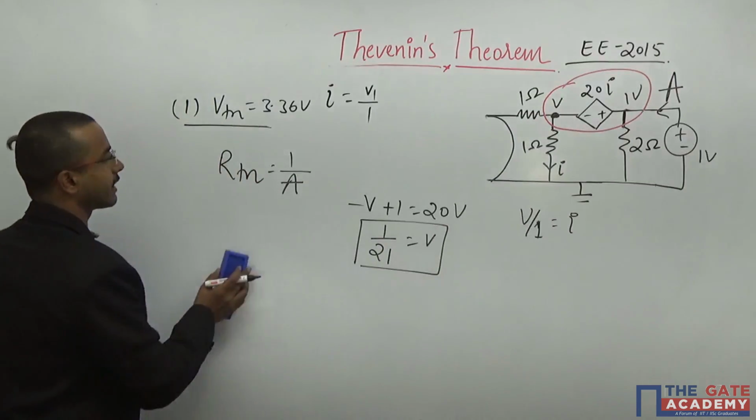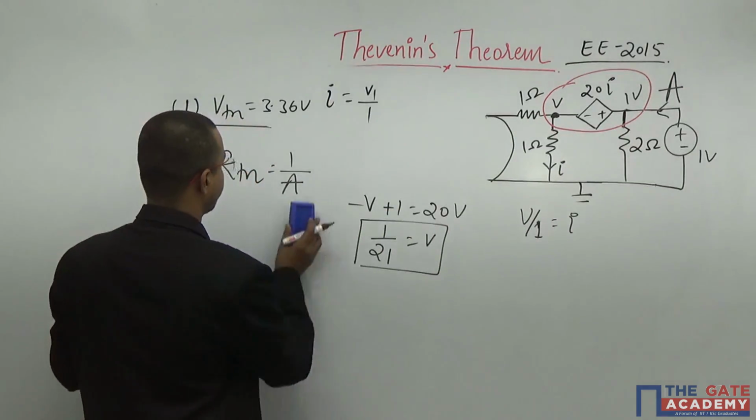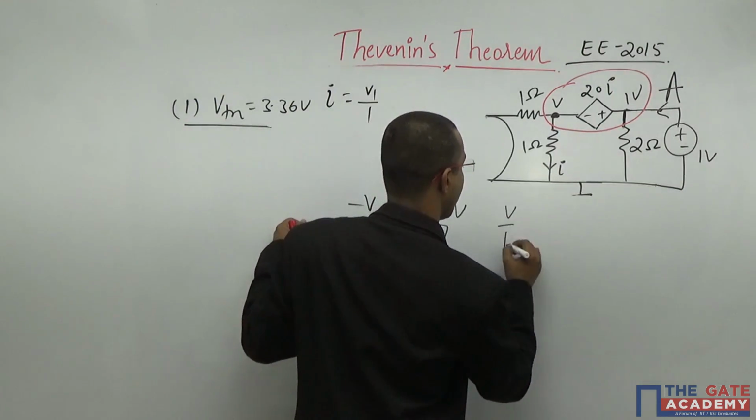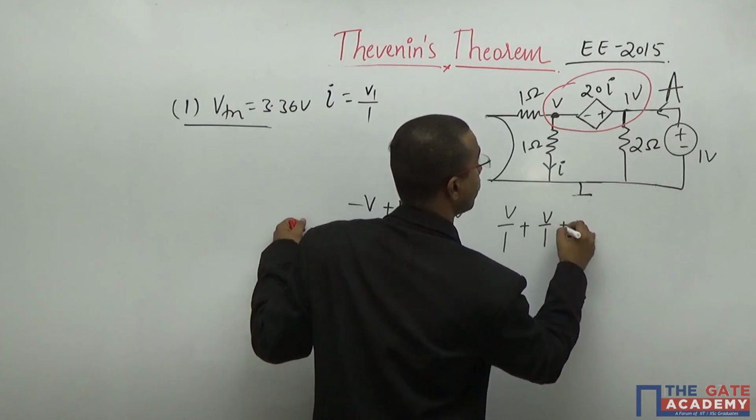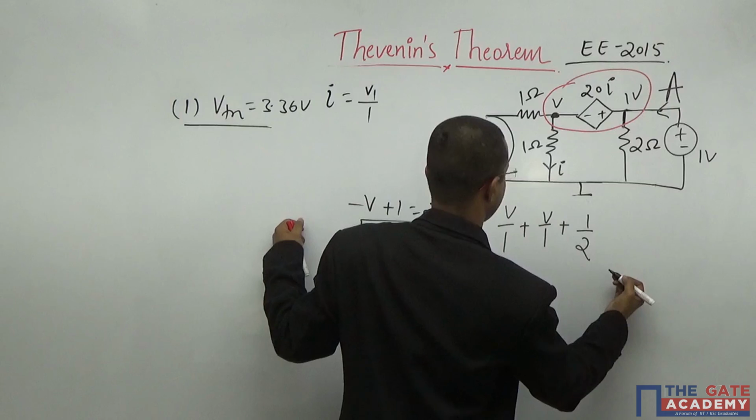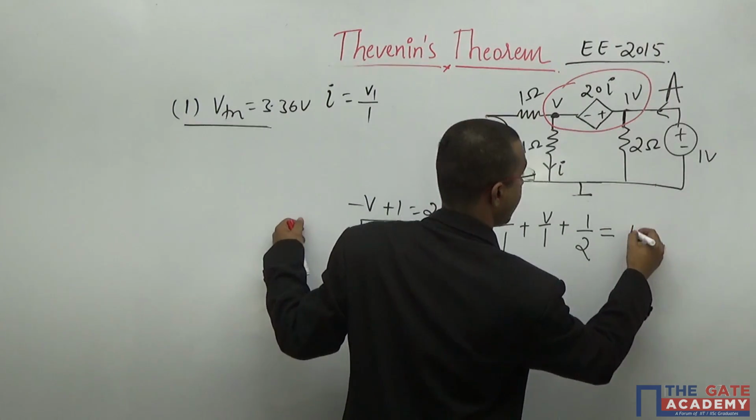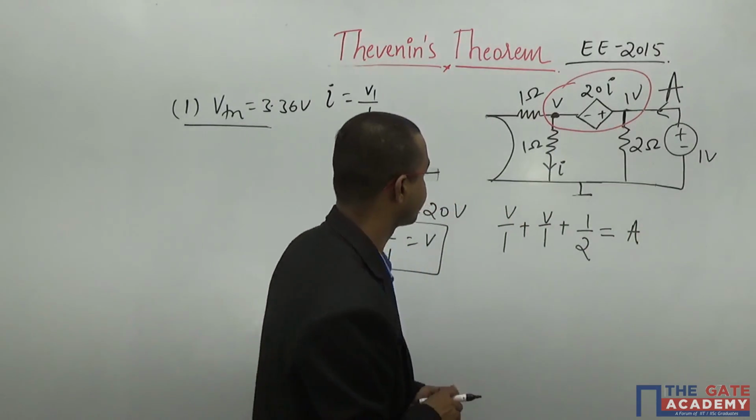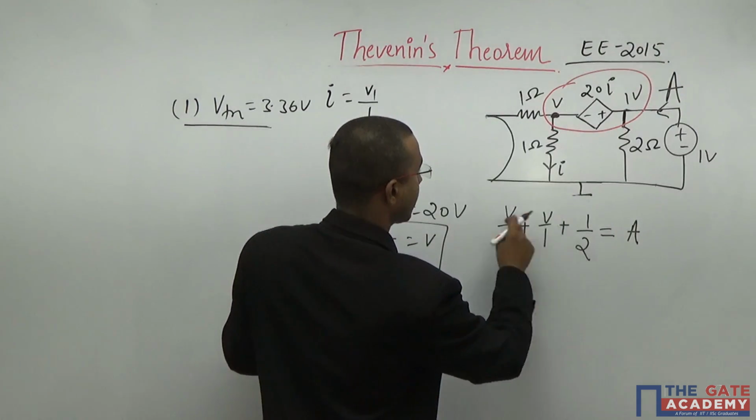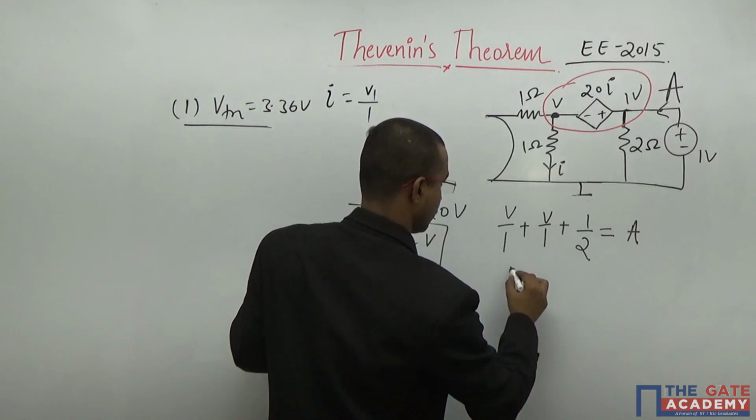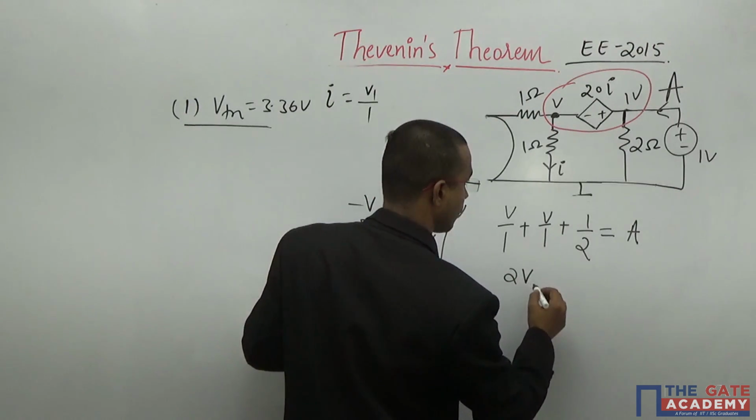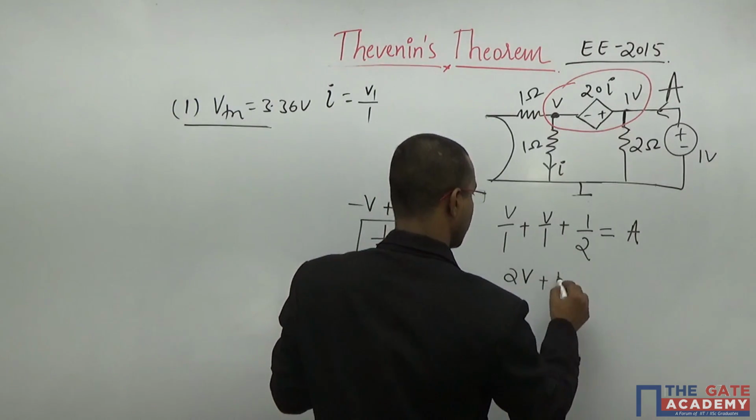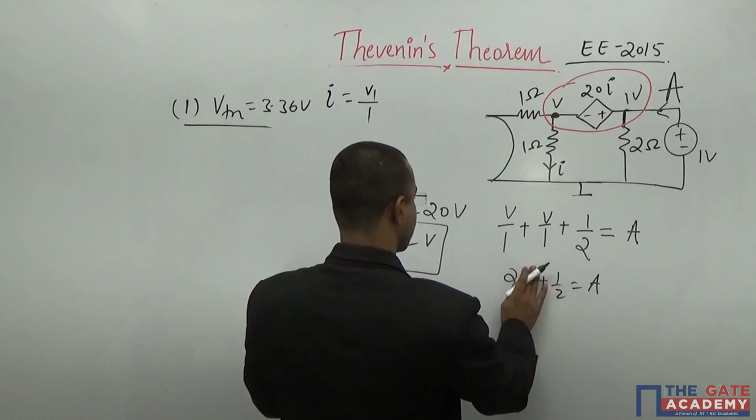I will write down another equation outside of the super node. Just write down the equation there. V by 1 plus V by 1 plus 1 by 2 is equal to A. Just try to write down here the value: 2V, and the value of V is 1 upon 21, so 2V plus 1 by 2 is equal to A.